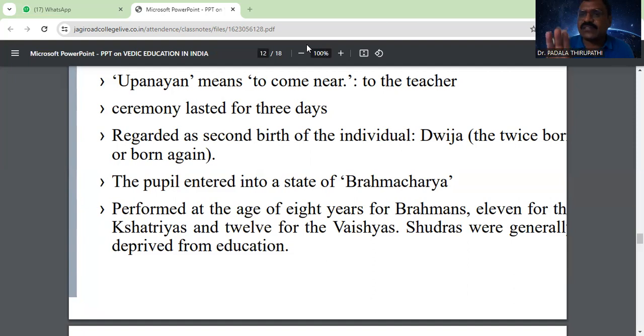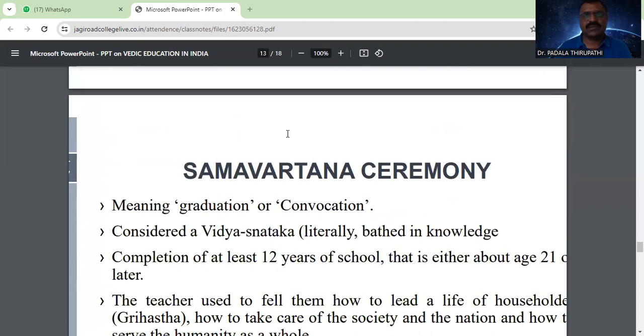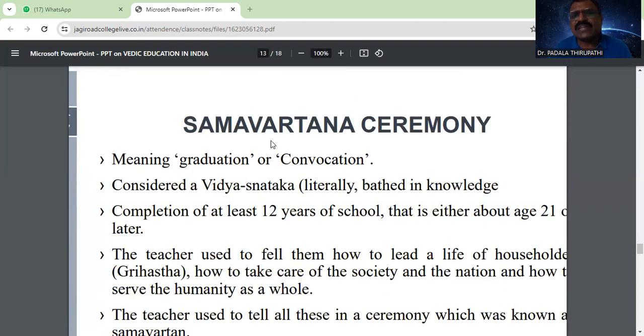Very good. Upanayana Samskar: 8 years for Brahmanas, 11 years for Kshatriyas, and 12 years for Vaishyas. Am I clear? Yes, sir. Good. Then next, the Samavartana ceremony. What is the Samavartana ceremony? It means graduation or convocation. After completion of graduation, the ceremony we can call the Samavartana ceremony.